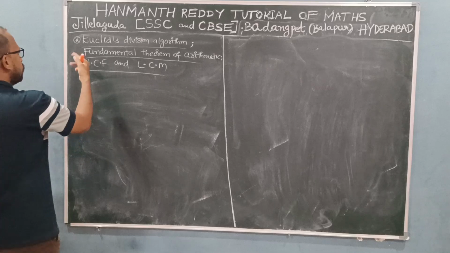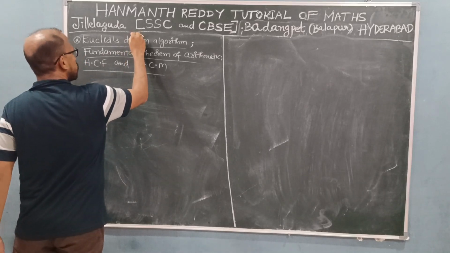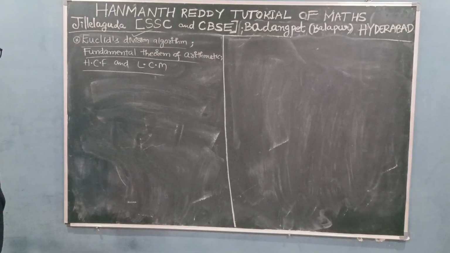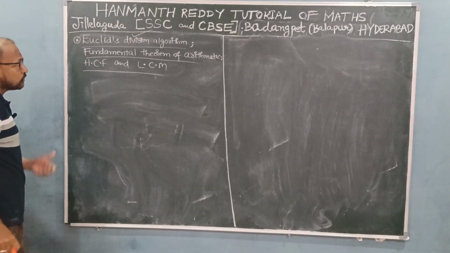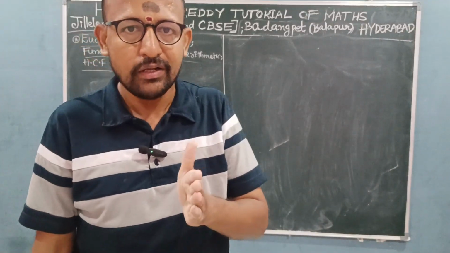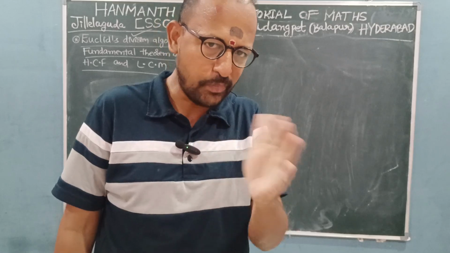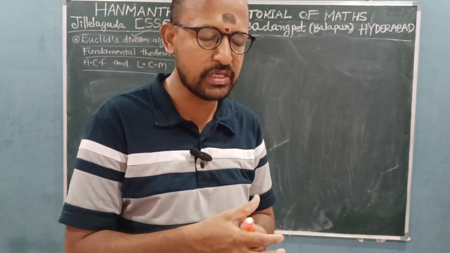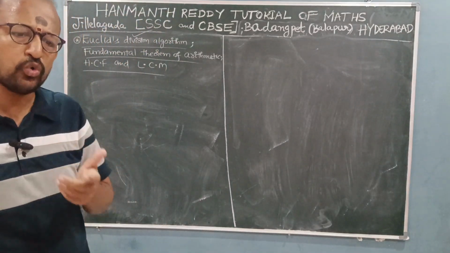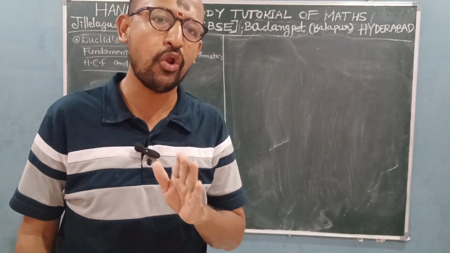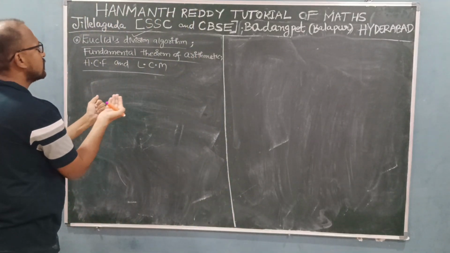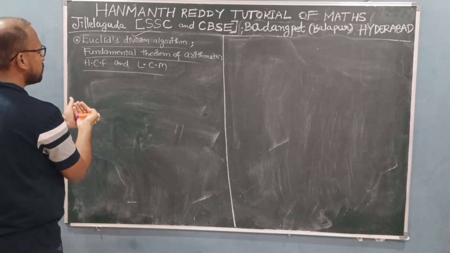Now I hope the concept of Euclid's division algorithm is very clear for you. Next I am coming to the fundamental theorem of arithmetic. Before learning the fundamental theorem, you should learn what prime numbers and composite numbers are. I will make you learn logically how to remember prime numbers and composite numbers. So let us learn prime numbers and composite numbers. After that, I will explain the fundamental theorem.